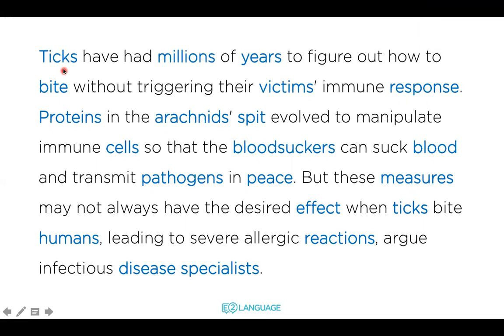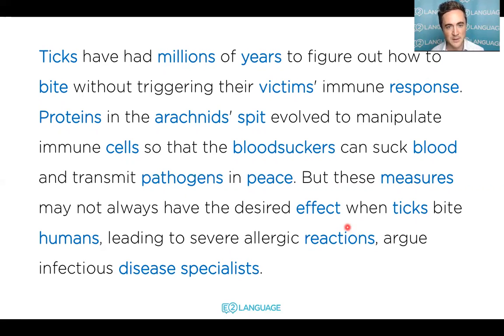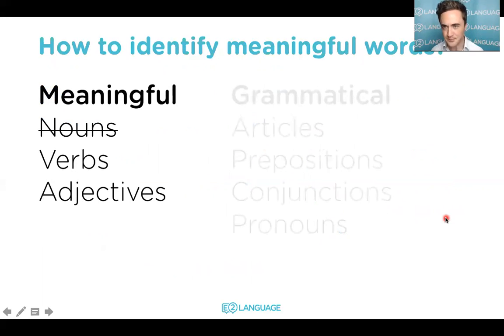Maybe I'm wrong. The ticks, yes. The millions, yes. The years, the victims, the response, the proteins, the bite, the arachnids, the spit, the cells, the bloodsuckers, the blood, the pathogens, the piece, the measures, the effect, the ticks, the humans, the reactions, the disease, the specialists. I'm not sure which one you guys missed. Cells. Okay, so Dua missed cells. And Novin missed effect. And Malakajuna missed bite. Yes. And Maheshwar missed response. No problem. Something weird's going on here. I'll get to it in a second.